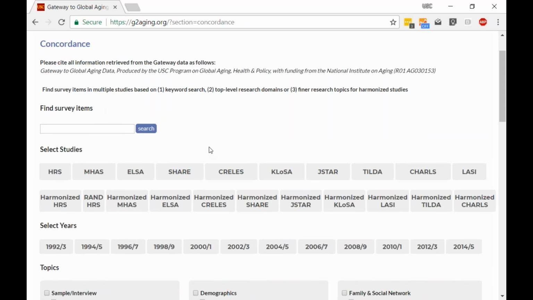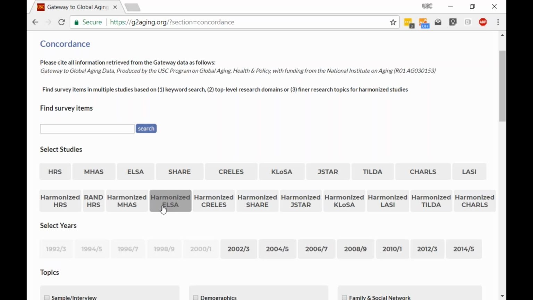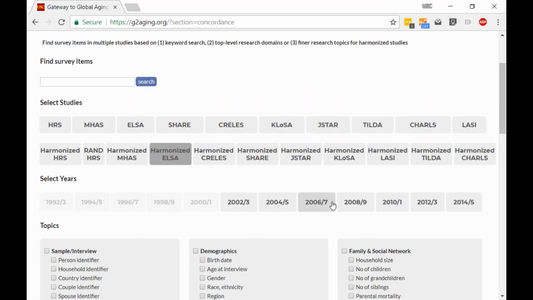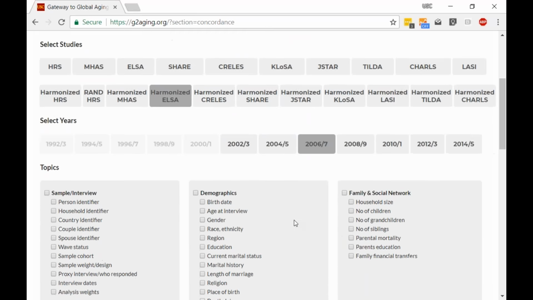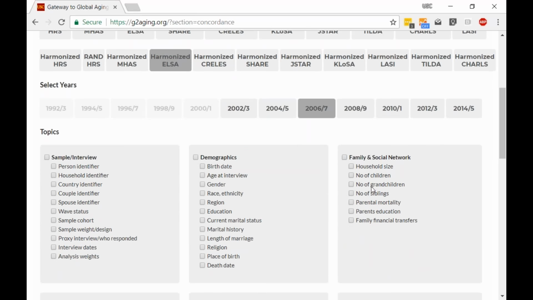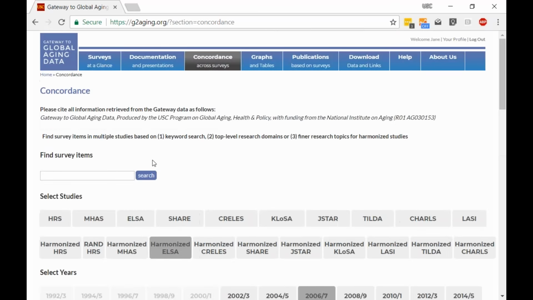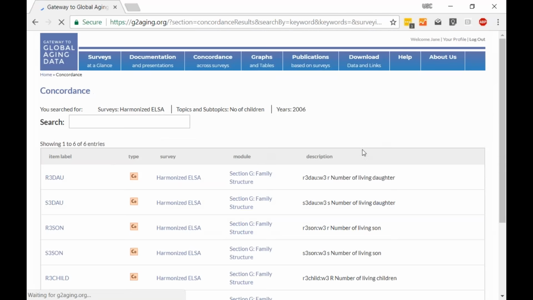As I mentioned, for harmonized data sets, these cleaned user-friendly data sets, you can select from finer research topics. So for instance, let's click on the harmonized ELSA here. That's the harmonized user-friendly version of the English data from the study called ELSA. We could say we're interested looking at 2006. And then we can say we're looking for a variable, in this case, not a question, because it's not from a survey, it's from a data set, a variable for the number of children. And we can search for that.